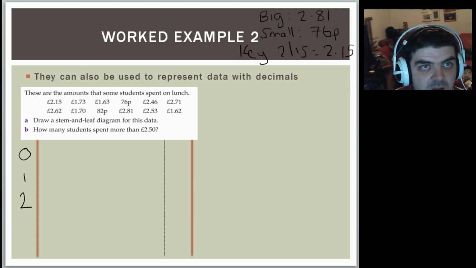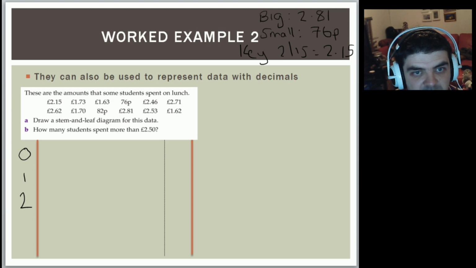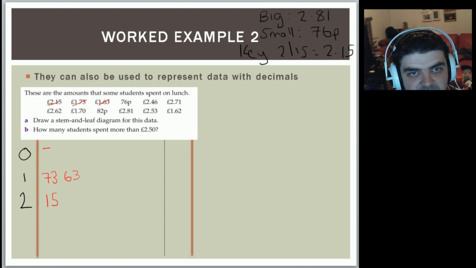So I'm going to change my colour so it makes it stand out. £2.15 goes, I guess, 2.15. Stroke it off. £1.73. Stroke it off. 63. Stroke it off. 76p. Lovely. £2.46. £2.71. £2.62. £1.70.